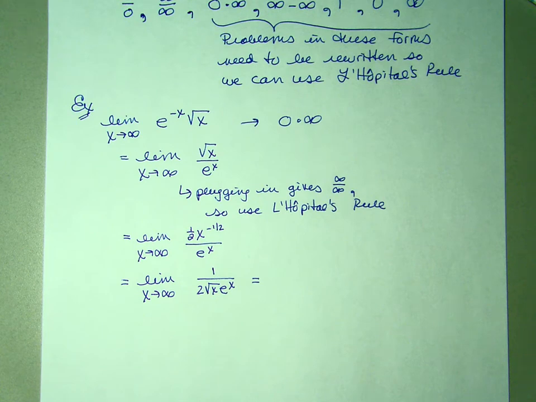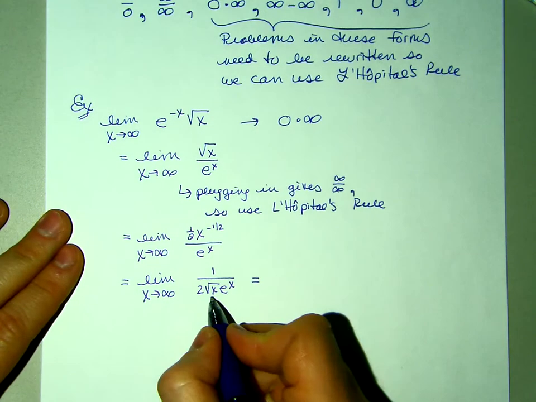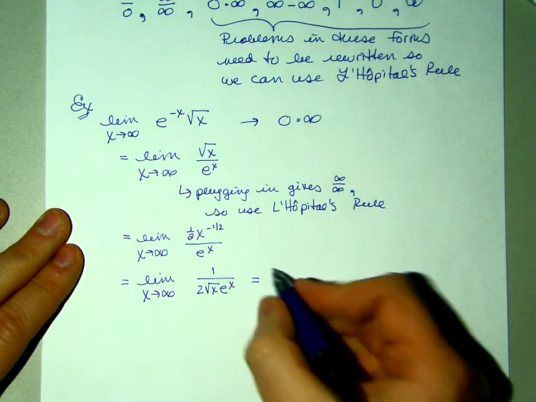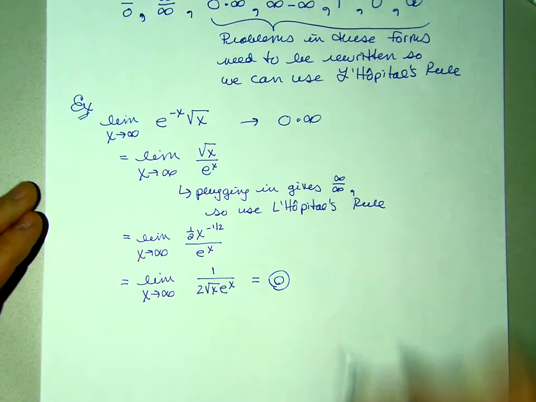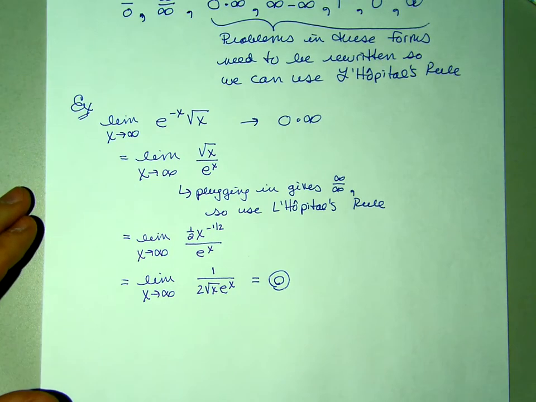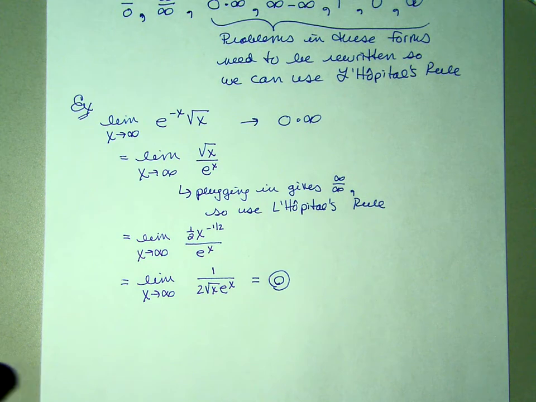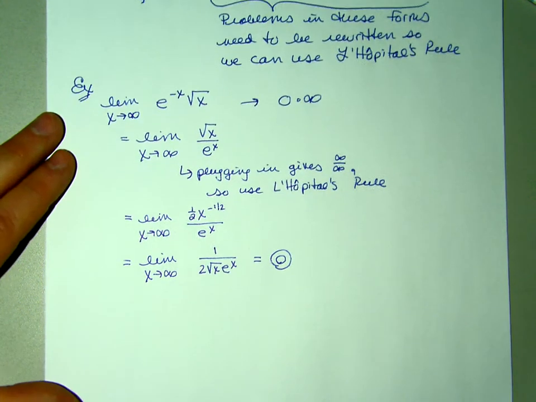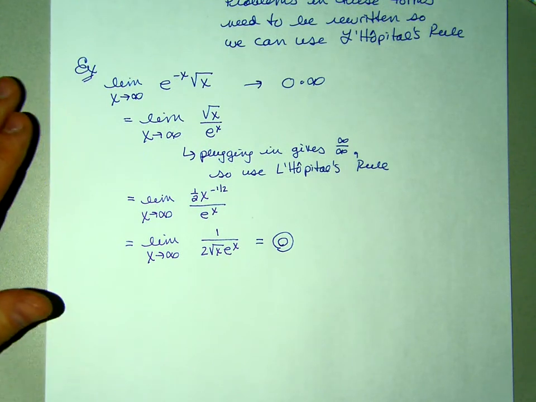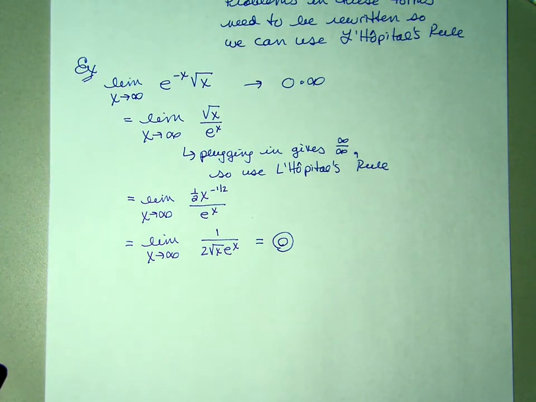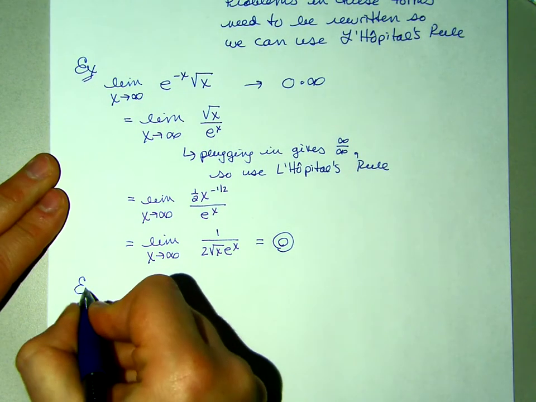Do you have an answer? 0. Because all the big stuff now is in the denominator. 1 over something big will give you 0. The trick will always be, if you have 0 times infinity, well, let's move one of those pieces to the denominator so I can get either 0 over 0 or infinity over infinity, and then I am allowed to use L'Hopital's rule. Let me show you another one like this.